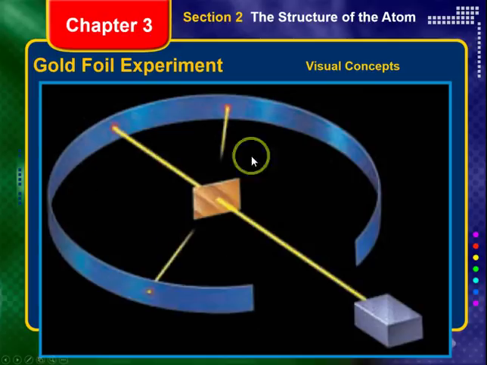So this is a representation of the gold foil experiment. We have this kind of device that is designed to read the alpha particles. We have the gold foil. It's just a very, very thin sheet of gold. And this is the source of the alpha radiation. And so alpha particles would be shot at the foil. Now most of them went straight through. But sometimes they would see that the alpha particle had been deflected at an angle. Sometimes it was a pretty small angle. But sometimes it was a very wide angle and almost backwards. Backwards.